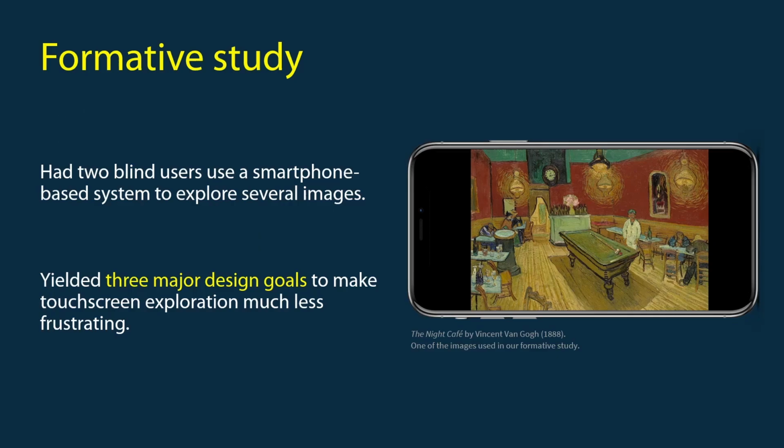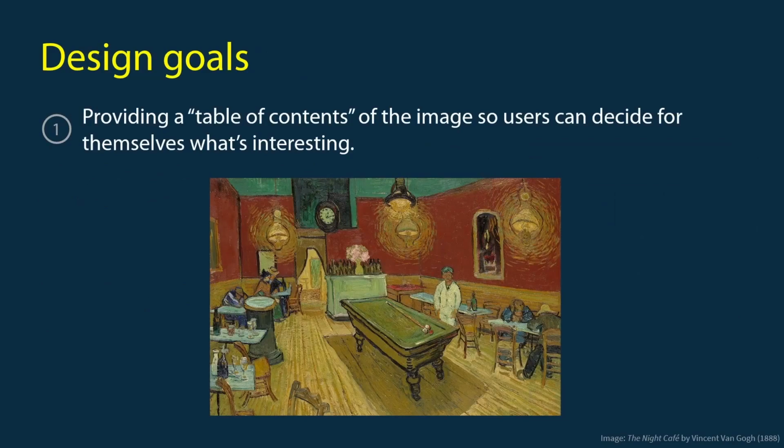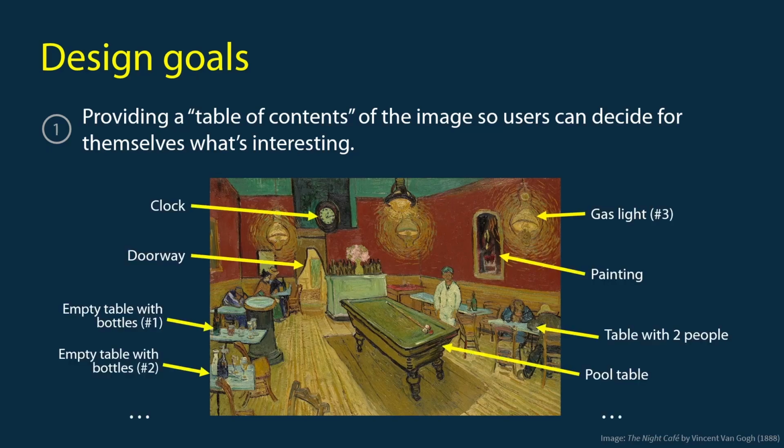The first design goal involves providing a table of contents of the image so that users can decide for themselves what's interesting. Users had problems finding regions of interest to them or regions they hadn't yet swiped over at all. This was especially true for more complex images, which could have many details to explore, like the one shown on the screen here, which is a painting of the interior of a cafe.